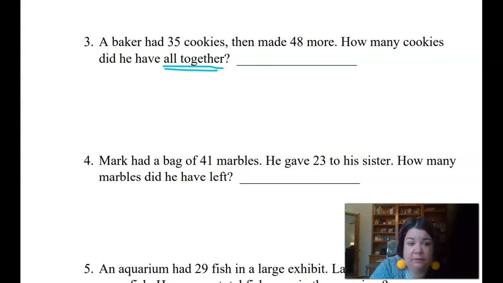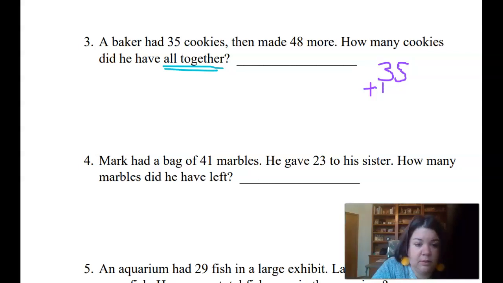Okay, so we have 35 plus 48. And in addition, remember, it doesn't matter which number we put on top. It's going to be the same. It only matters when we do subtraction. Okay, so we do straight down.